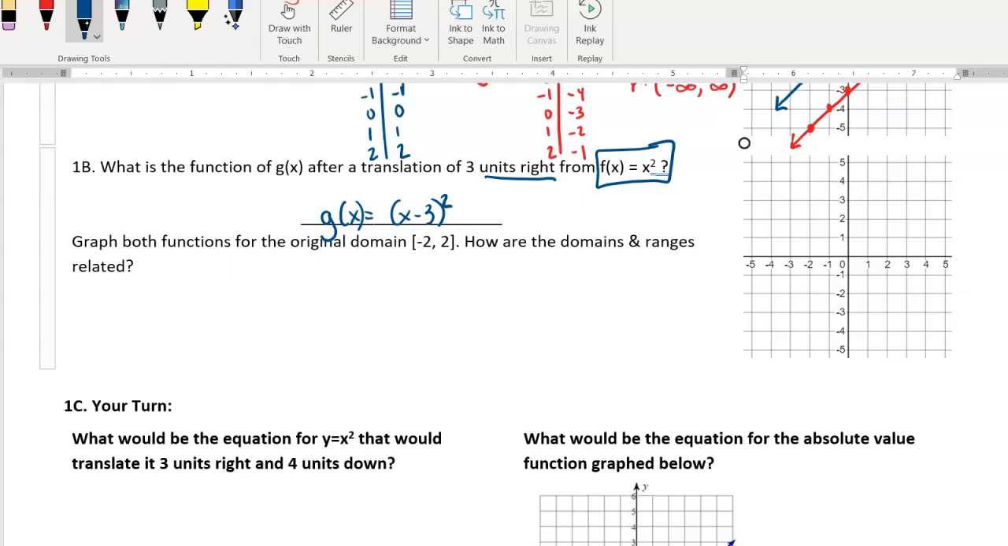All right, so we're going to graph the original function, f of x. We're going to graph that one using a table of values going from -2 to 2. So we're going to square those values. When we square a negative, it becomes positive. So -2, when you square that, becomes a positive 4. -1 squared becomes a positive 1. 0 squared stays 0. 1 squared is just 1. 2 squared is 4.